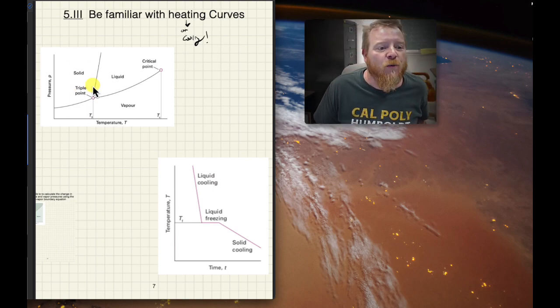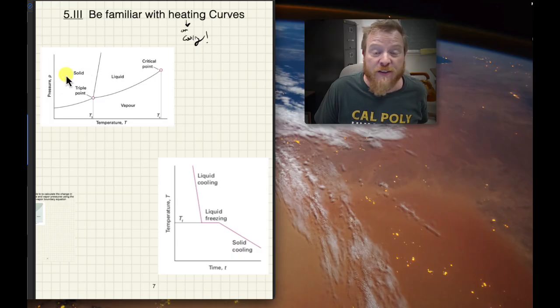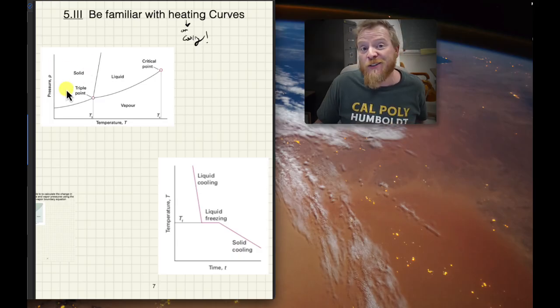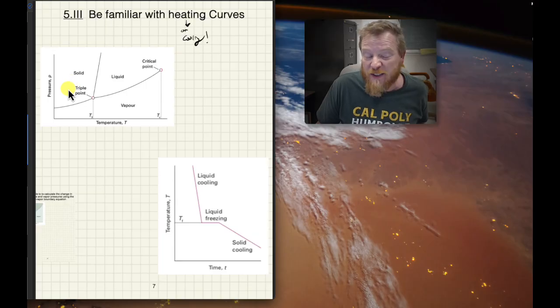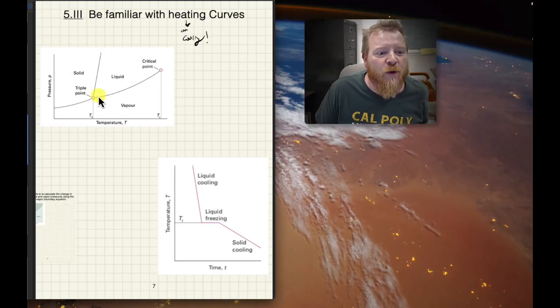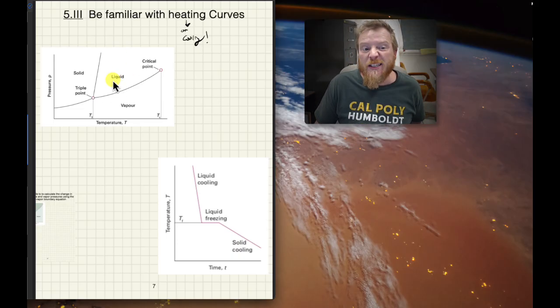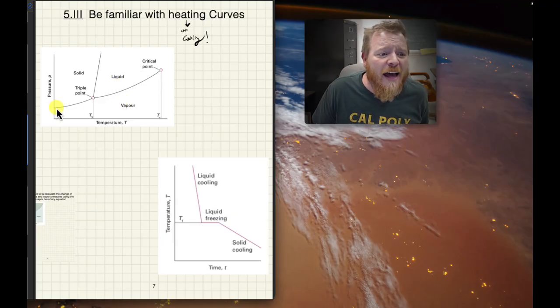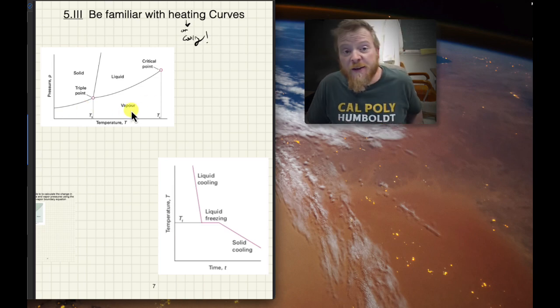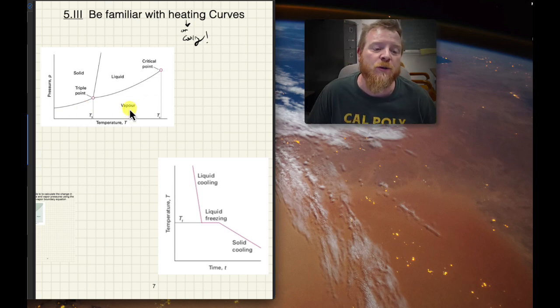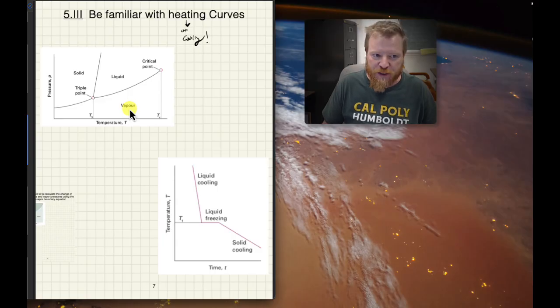In this region indicated by the solid, at pressures and temperatures within this region, the solid will have the lowest chemical potential. So that's the phase that exists. That's the most stable phase. In this region of pressure and temperature, the liquid will have the lowest chemical potential, so it is the most stable. And then last, in this region of pressure and temperature, the gas phase or the vapor phase is the most stable because it has the lowest chemical potential.